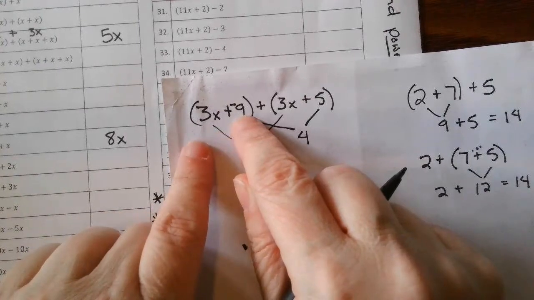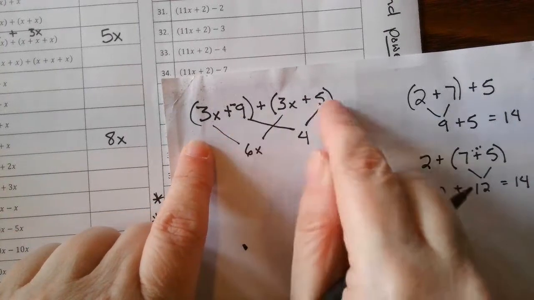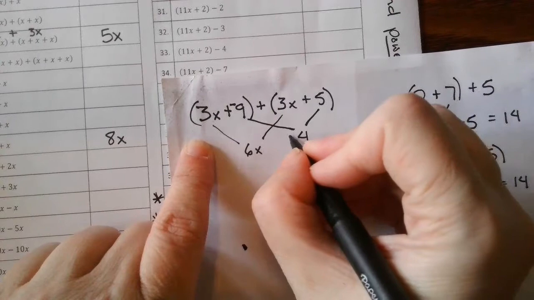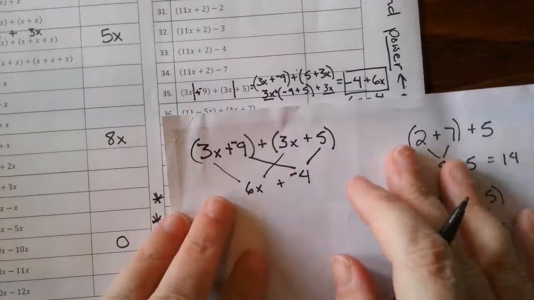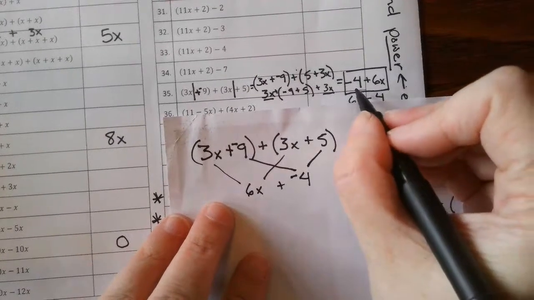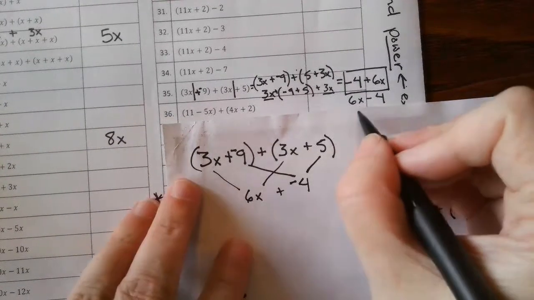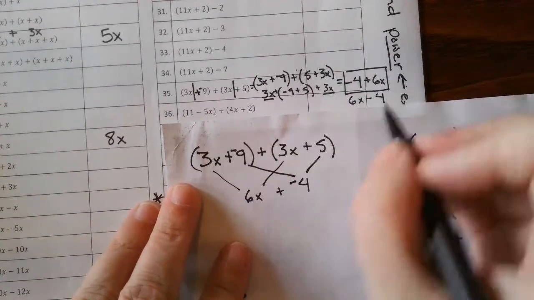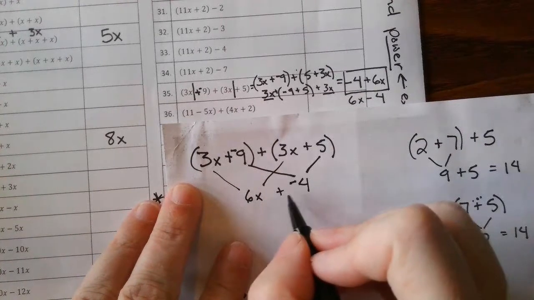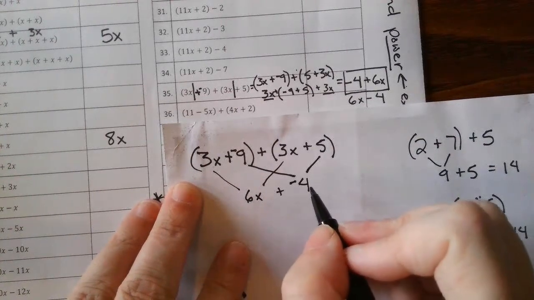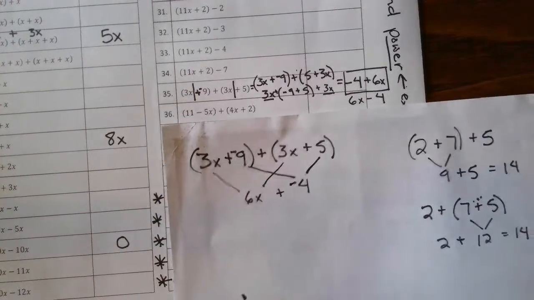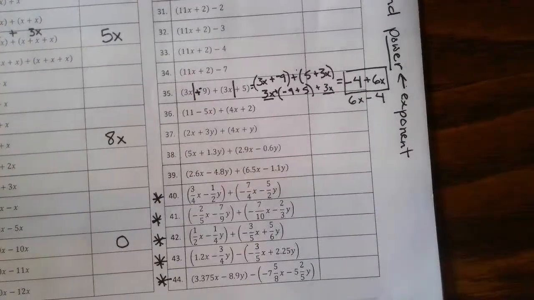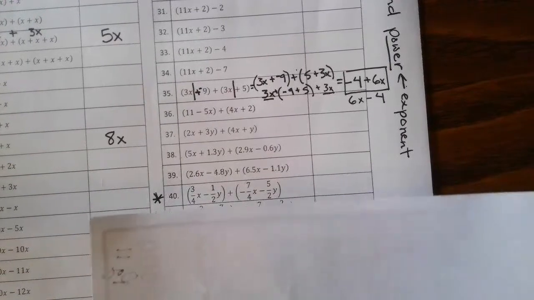9 is farther away from 0, has a greater absolute value than 5, so it's going to get the sign of that negative there. And these two things were being added together. So I could write it as negative 4 plus 6x, I could write it as 6x minus 4, or I could write it as 6x plus negative 4. All of these are correct ways to write that. Now, let's go take a look at the rest of this page.